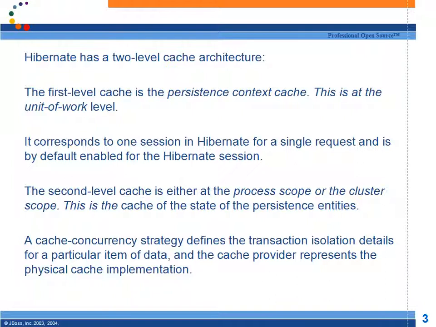In second level cache, more than one concurrent transaction might be using the data inside the cache. So we have to enable isolation levels, right? A cache concurrency strategy defines the transaction isolation details of a particular item of data. Whenever you are using second level cache, you need to tell what isolation level. There are 4 isolation levels, right? What isolation level has to be enabled for this cache, because concurrent transactions will be using it, right?